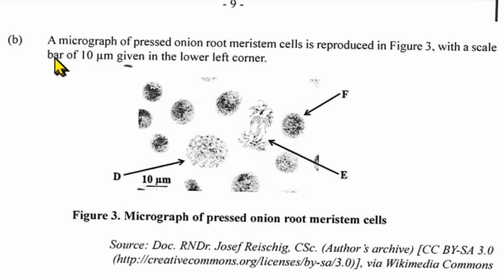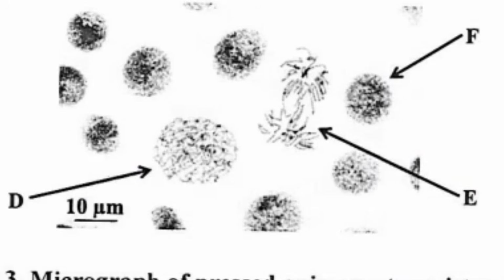Let's look at B. A micrograph of squashed onion meristem cells is reproduced in figure 3 with a scale bar of 10 micrometers given in the lower left corner. Here you can see that there are 3 cells labeled at different stages of mitosis. So there's 3 cells labeled here.